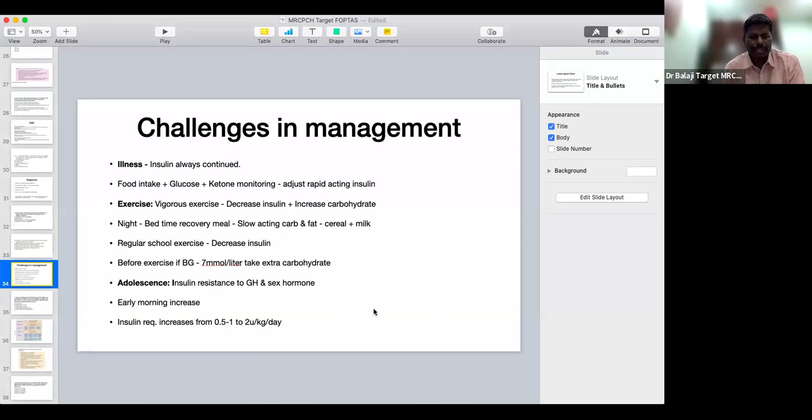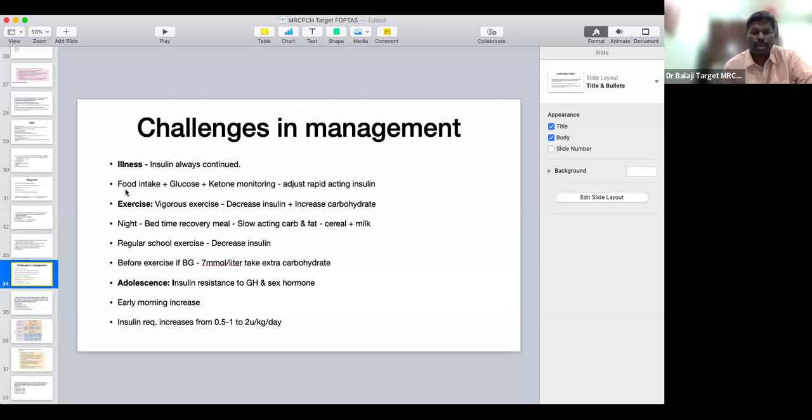So you have the challenges in management. This is also taken from the guidelines. So during illness, it's a challenge. Remember that during illness, insulin should always be continued. So do not stop insulin at any cost, even during illness, because DKA is going to precipitate during the illness. So you are going to monitor what food he is taking. You're going to monitor regularly the glucose and ketone levels during illness, and you have to adjust the rapid acting insulin accordingly.